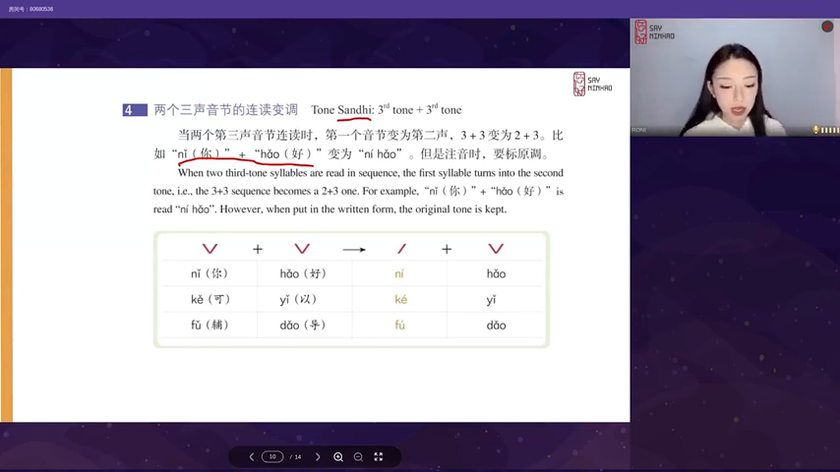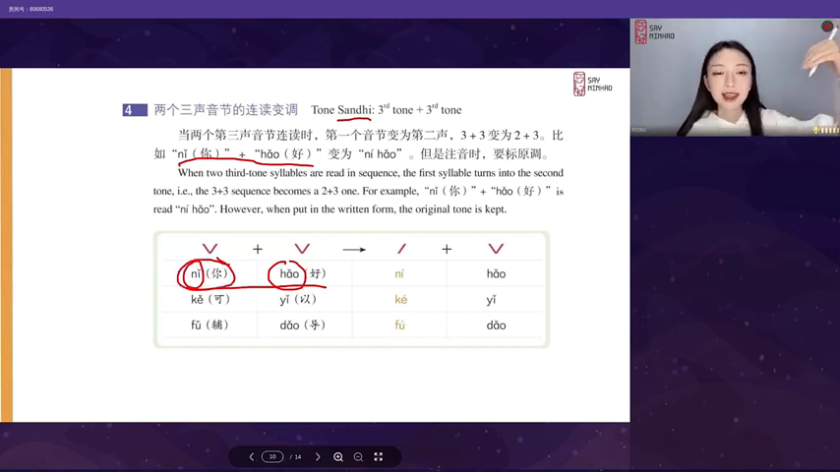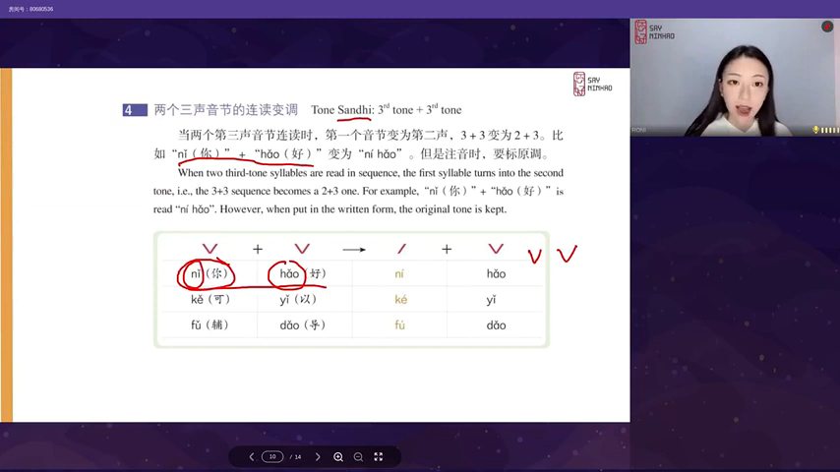Let's see the examples. First one is 你好, which means hello, hello. They're all third tone syllables. Then in this situation, we should change this 你 into the second tone. 你好. Read after me, please. 你好. In this occasion, we shouldn't read them as third tone plus third tone. But we still will write it as 你好. Okay? Now let's see the second example.